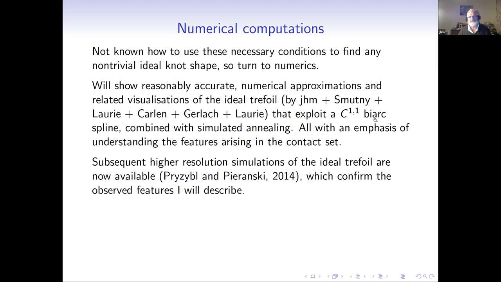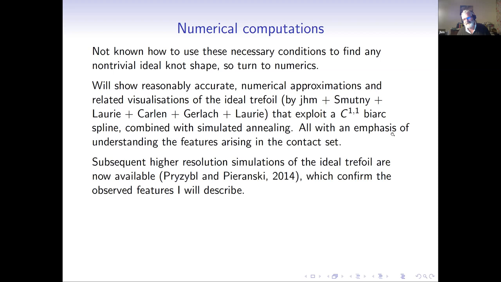And the point I want to make is that I'm going to show you features of those that arise for the trefoil case. And there are going to be features that all arise in the contact set. And this is what I strongly believe: if you want to understand these ideal knot shapes, it's all about understanding the contact set. So now these are all quite old computations.